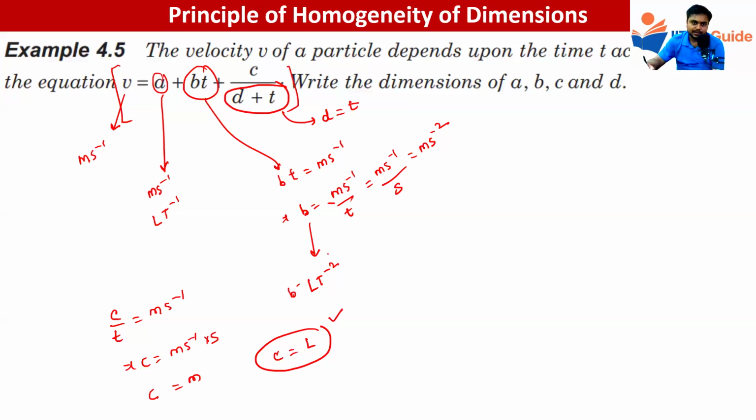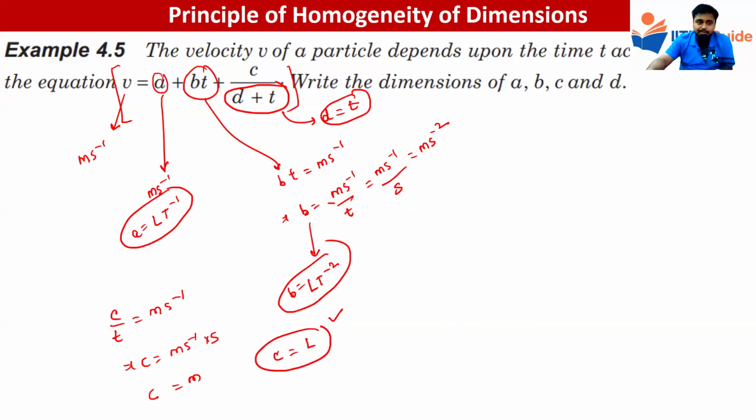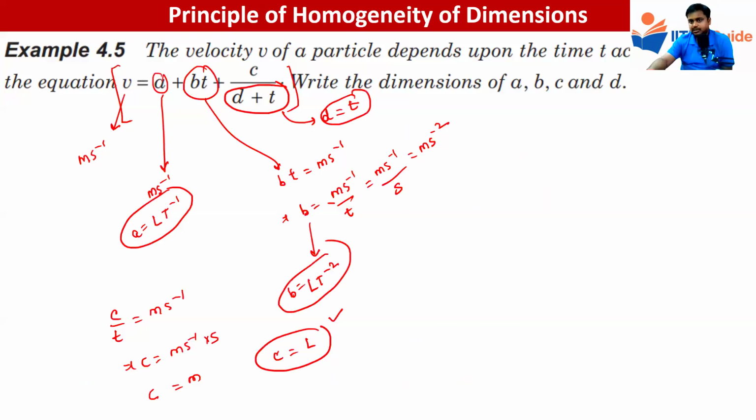Okay, so B is LT^-2, A is LT^-1, and D is T. A is LT^-1, B is LT^-2, C is L, D is T. Is it clear? If yes, please raise your hand.